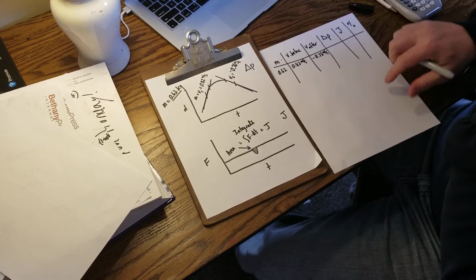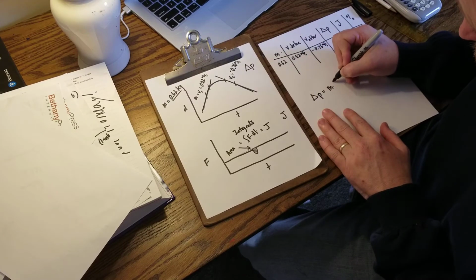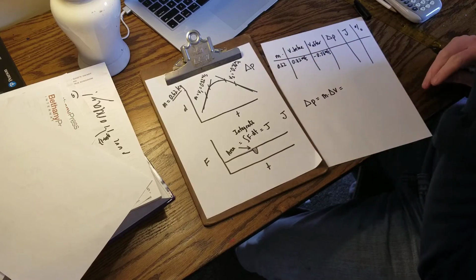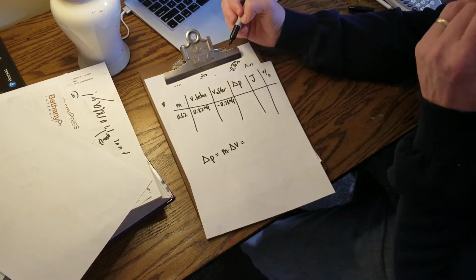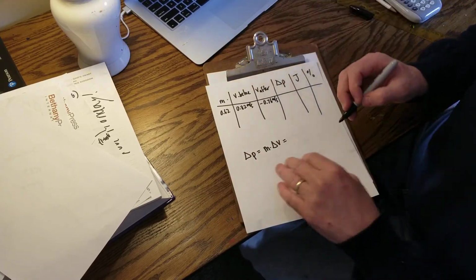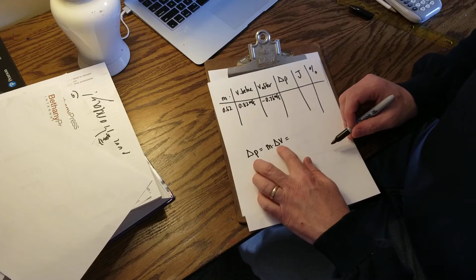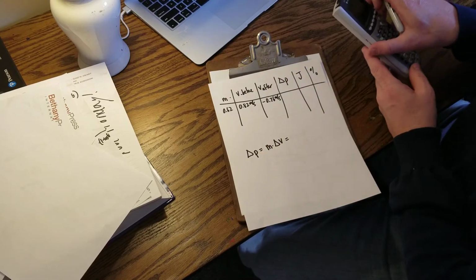So what is the change in momentum? Let me work this out. Change in momentum equals mass times change in velocity. I did all this work, but it didn't show up on the screen. Mass times change in velocity, and we could calculate what those things are.